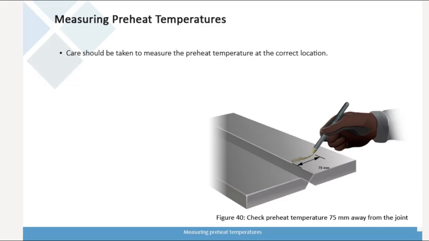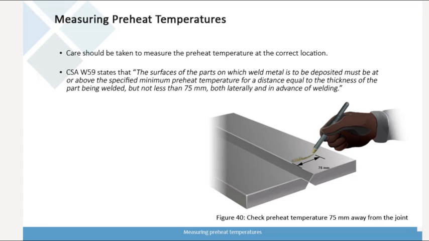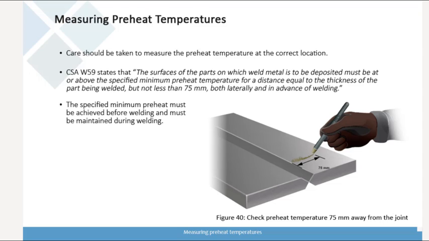Where preheats are concerned, you must take care to measure the temperature at the correct location. CSA W59 states that the surfaces of the parts on which weld metal is to be deposited must be at, or above, the specified minimum preheat temperature for a distance equal to the thickness of the part being welded, but not less than 75 mm, both laterally and in advance of welding. This is shown in the figure. The specified minimum preheat must be achieved prior to starting to weld and must be maintained during welding.